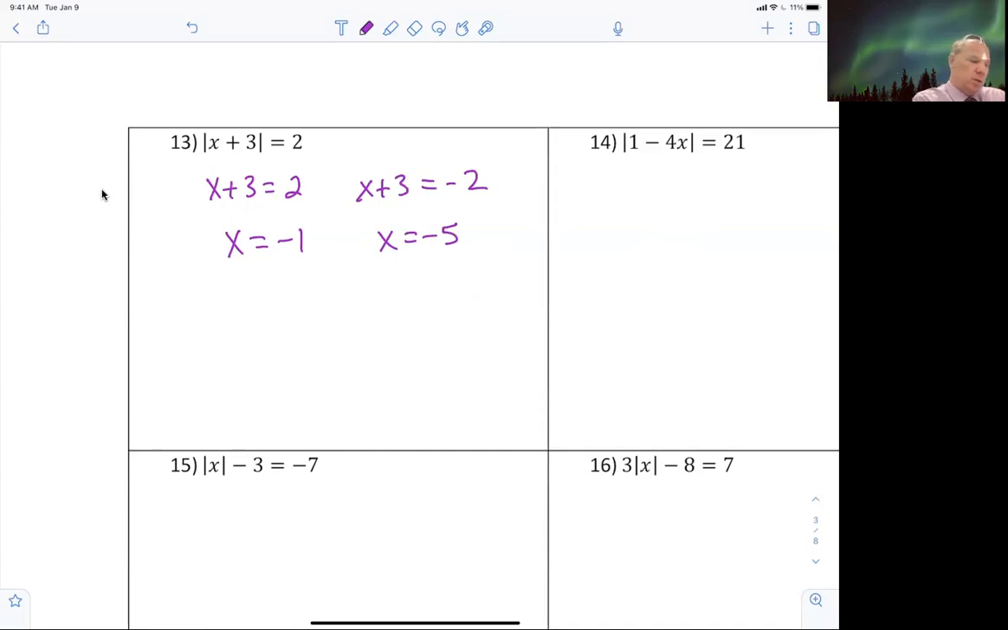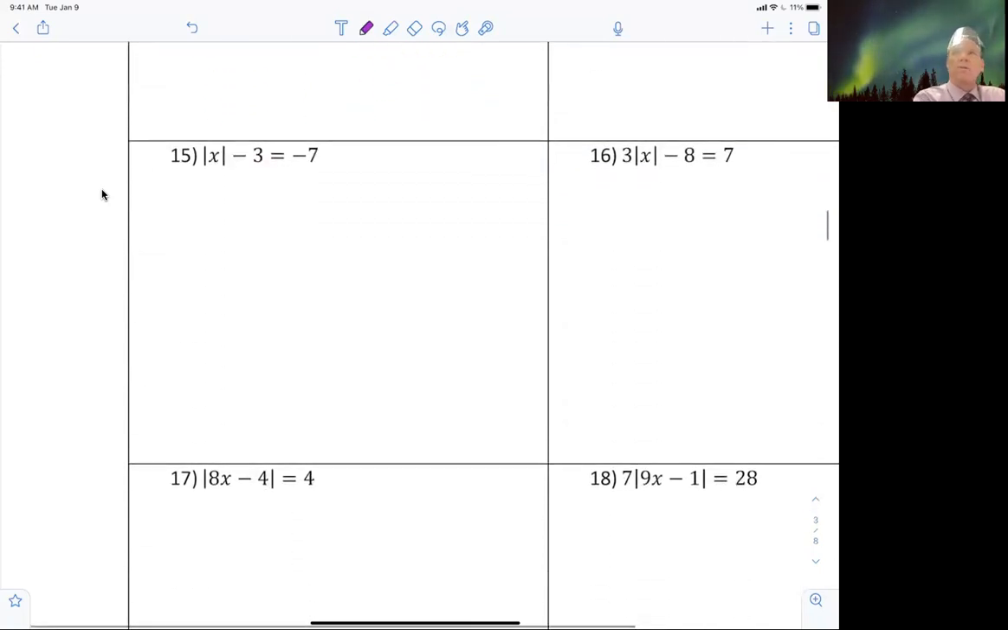All right, let's take a look at 15. First thing I have to do on 15 is what? Riley? Nope, not on this one. Maya, tell her. You have to isolate the absolute value. That's most important. Everyone, listen to what I'm saying. You isolate the absolute value. So what do I have to do first, Maya? Add 3.